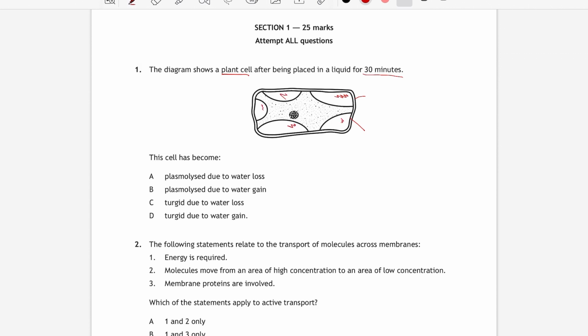Now, that would tell me it's been plasmolysed. Okay. Now, if it was to gain water, it would not have shrunk down like this. It would be much more full. It would be turgid. So I mustn't have the answer as A.